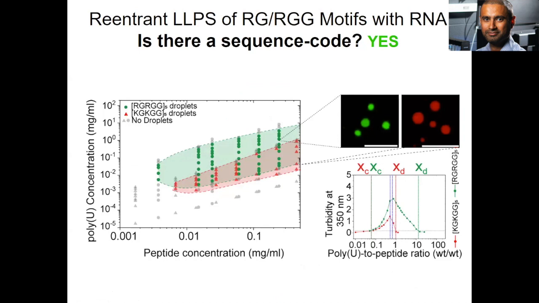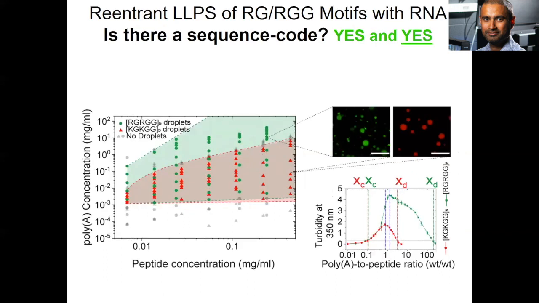When we got that state diagram, we see that the arginine-rich peptide shows a larger two-phase region than lysine, and you could also see it in the turbidity plot. So lysines have a narrower regime of phase separation than arginine, suggesting that there is a sequence code. How about RNA? Can we change RNA? So we change RNA from poly-U to poly-A RNA. So poly-U has this homopolymer of one RNA base, which is uracil.